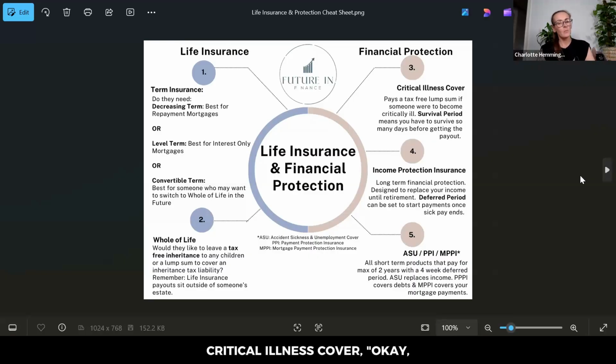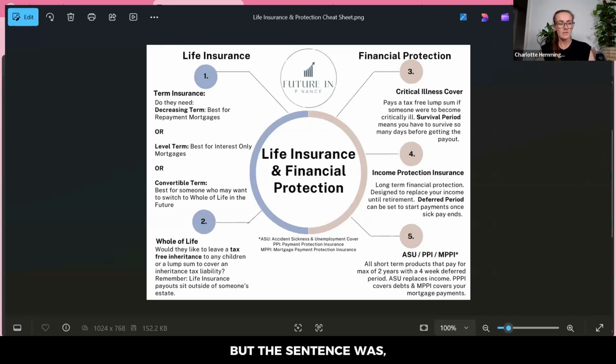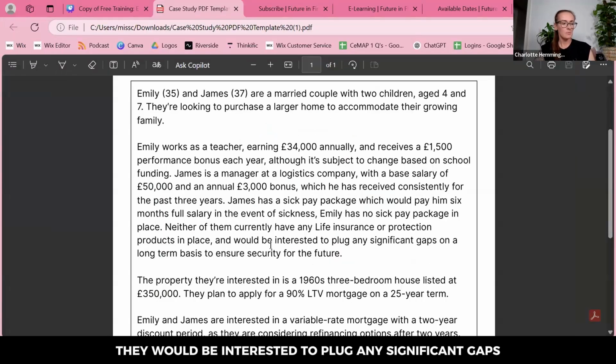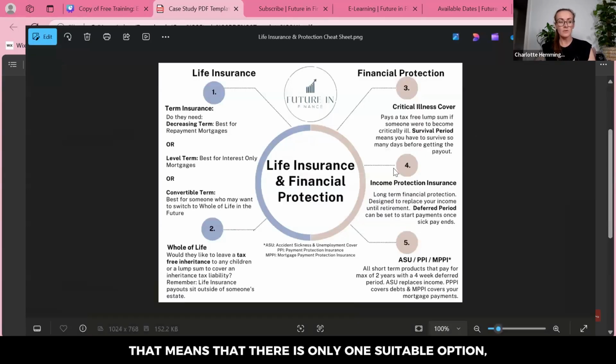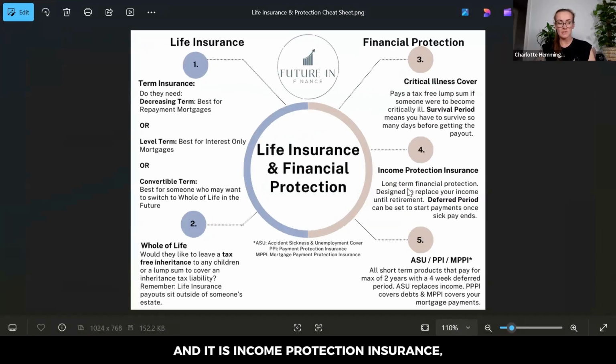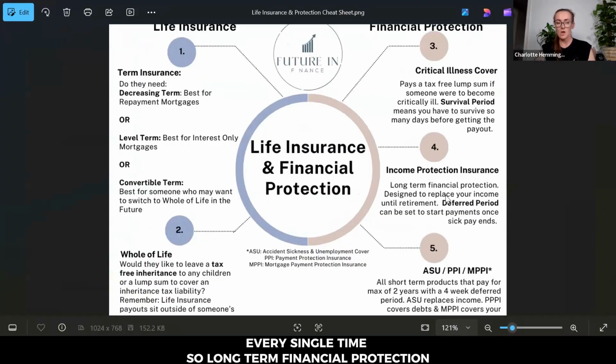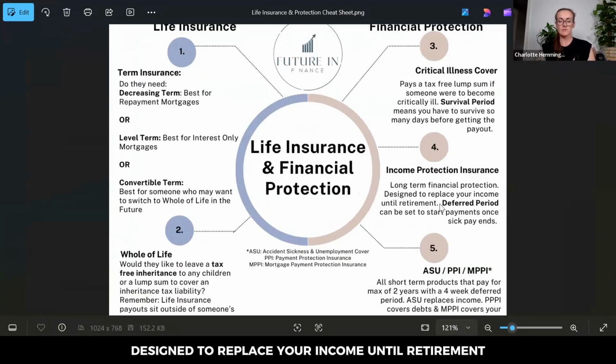Critical illness cover. Okay, we could recommend maybe under point number 3, but the sentence was they would be interested to plug any significant gaps on a long-term basis. That means that there is only one suitable option, and it is income protection insurance every single time. So long-term financial protection designed to replace your income until retirement.